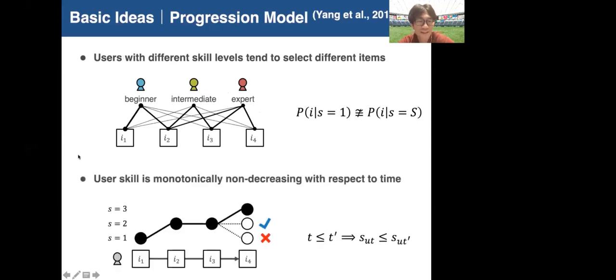Another idea in progression models is that users' skill has some monotonicity property. What it means is that users' skills can improve as time passes, or remain the same. However, the model does not allow the user's skill to decrease as time passes. And this restriction is necessary to make the problem tractable.